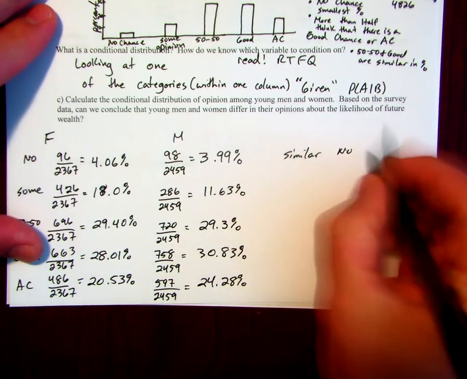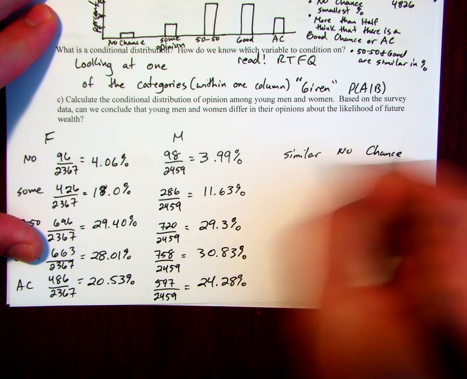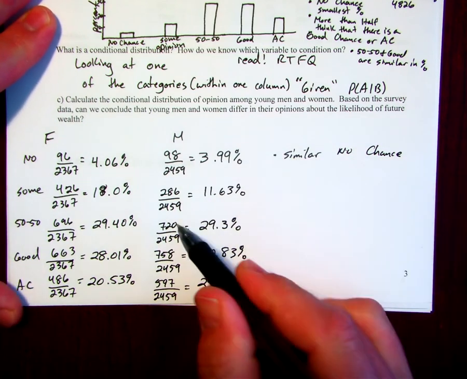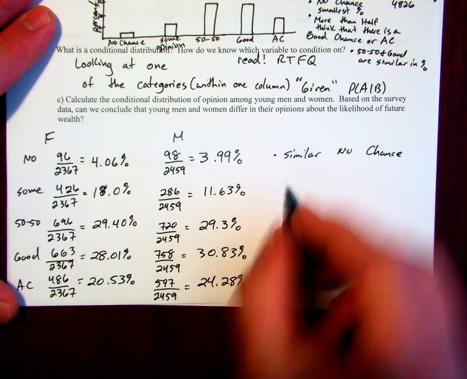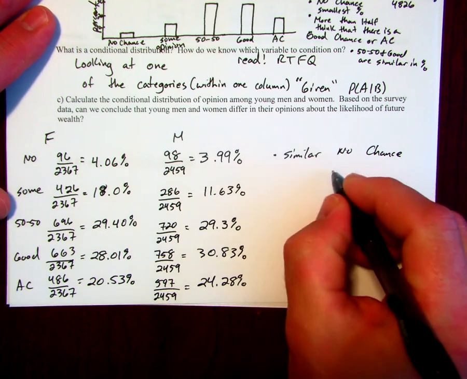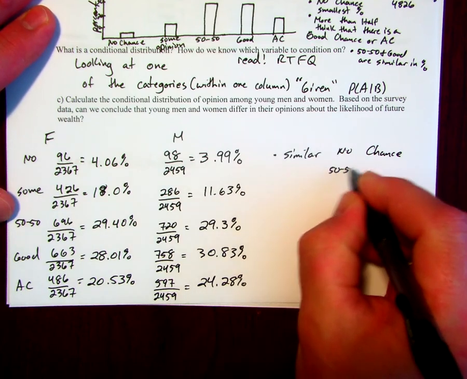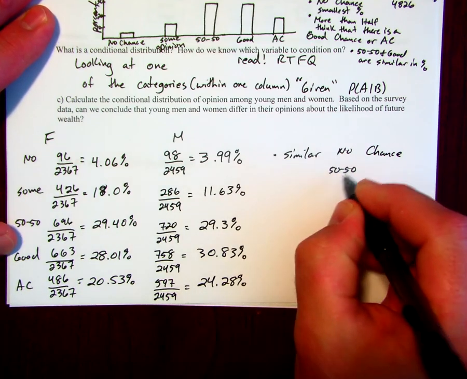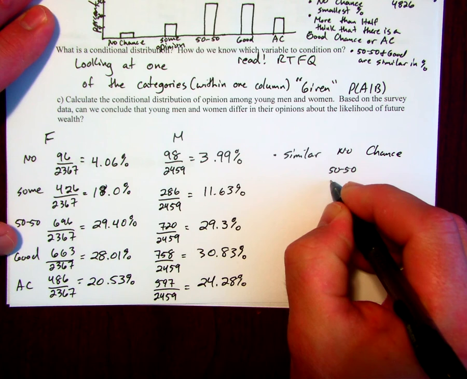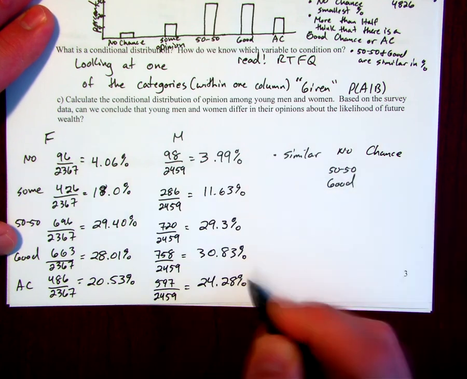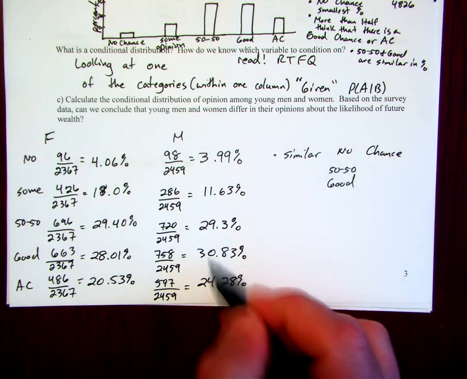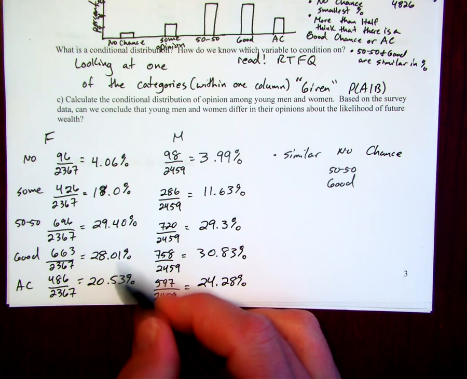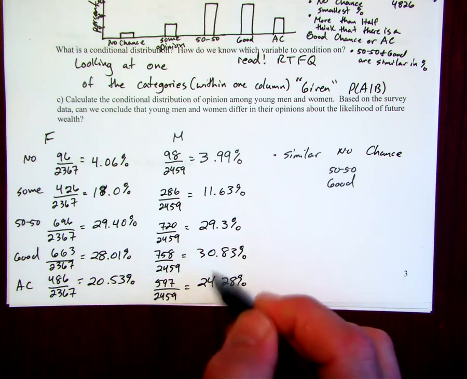I'll just do bullet points out here for you. So similar in the no chance. It looks like, when it comes to similar no chance, they're also similar in the 50-50 and the good chance when it comes to percentages, right? But what you'll notice is that if you add these two together, right now this is 48%, when you add the good chance and almost certain. This right here is 54%.